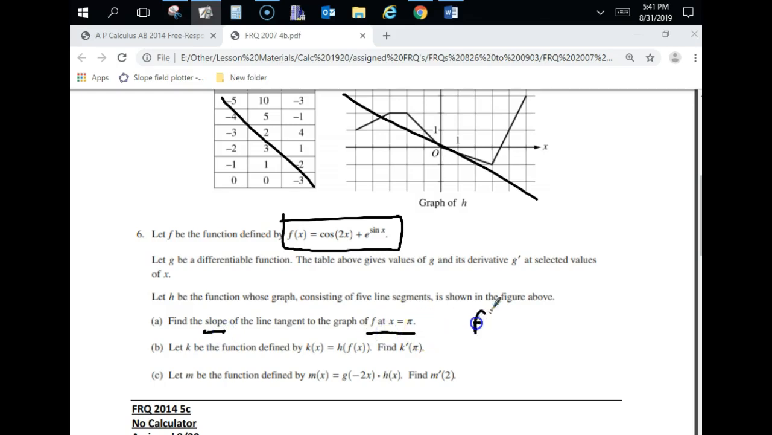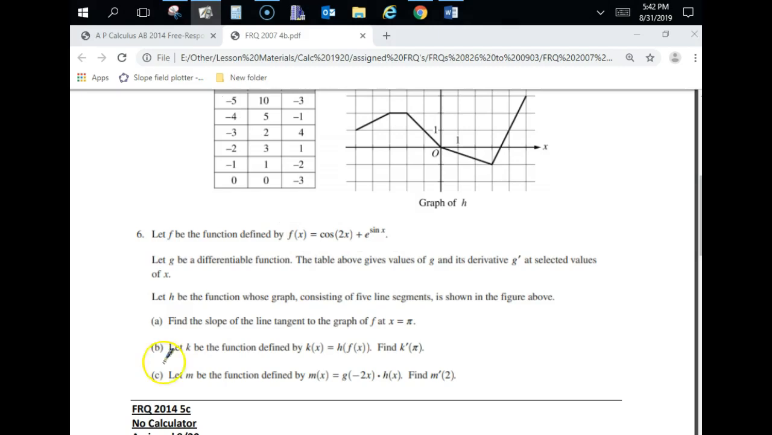Well, you're going to find f prime, and then you're going to plug in pi. So that's it. So you're going to have a chain rule here, and you're going to have a chain rule here. Okay? So that one's pretty straightforward. I think I'm going to let you guys handle it from there. But basically, you just have to find the derivative of this, plug in the pi, and you've got your slope of the line of f at that point. Let's go ahead and take a look at part B.